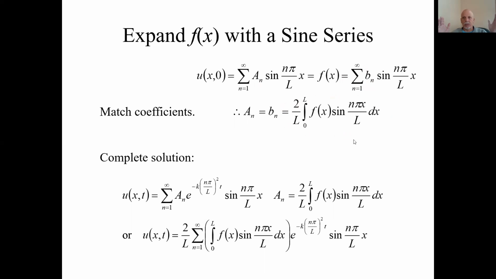We now have a complete solution. The total solution is this. We already had that. Now we have what these a sub n's are. Got that from the sine series. If you wanted to, you could put that in all one big mess. You wouldn't have to. You could just say it's this where the a sub n's equal that. A little long here.